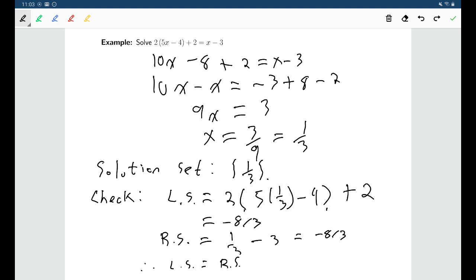And that's the nice thing. When you're solving equations, you can always check your solutions. So if you have a few spare minutes, make sure you do that extra step.